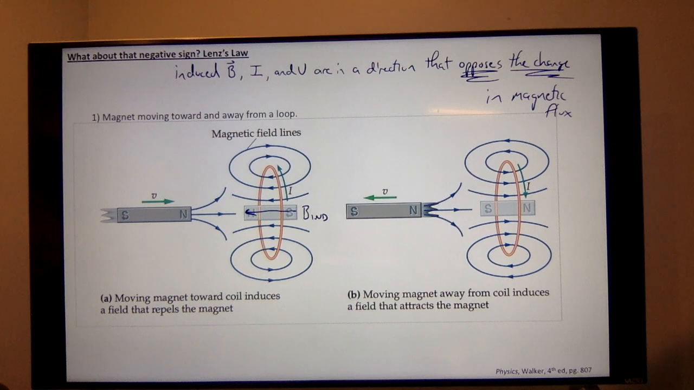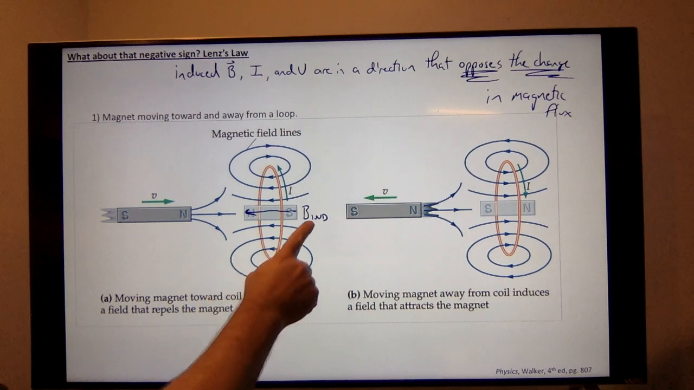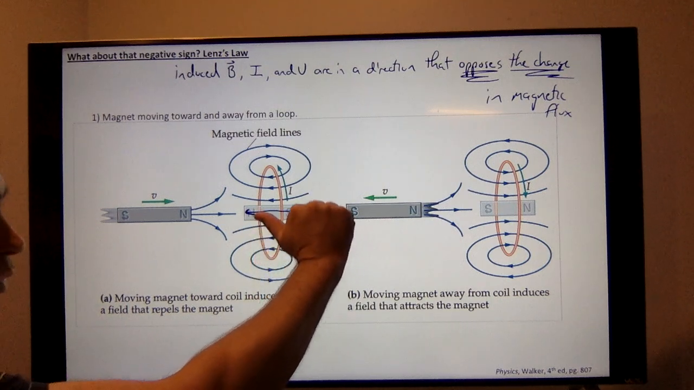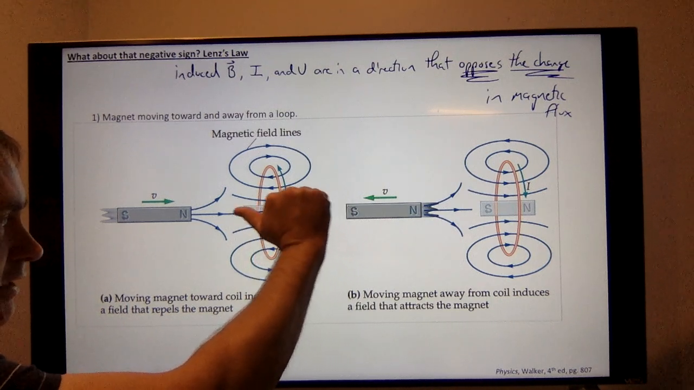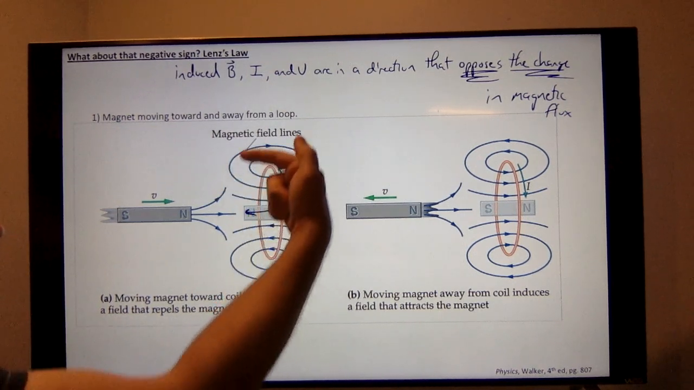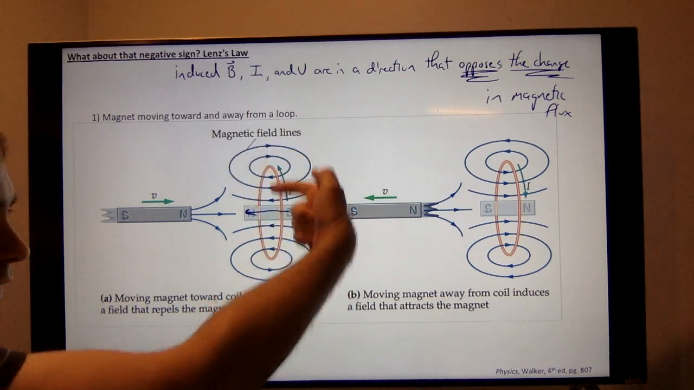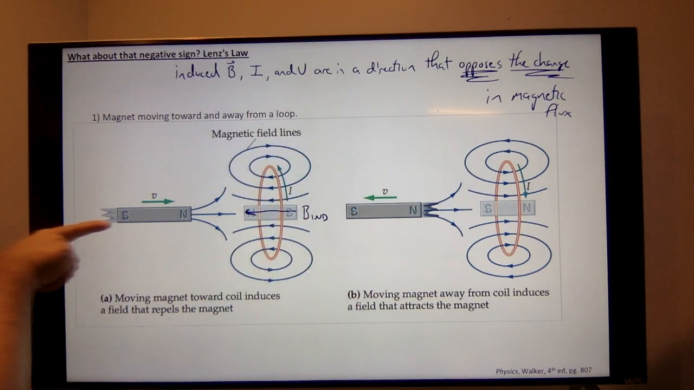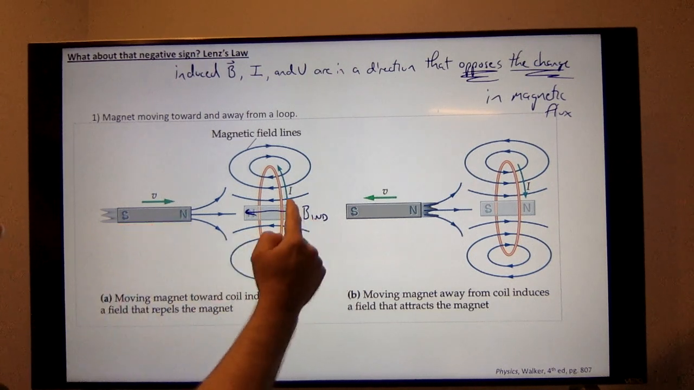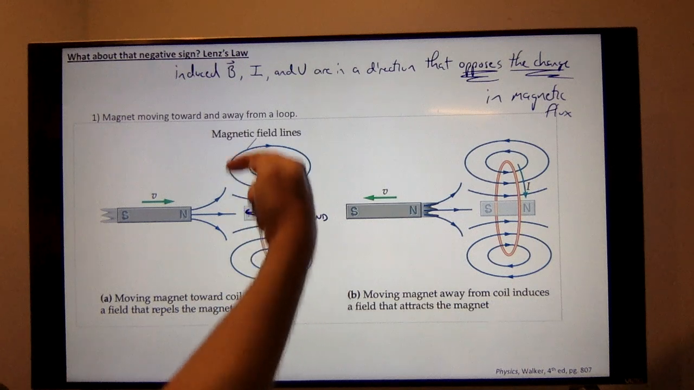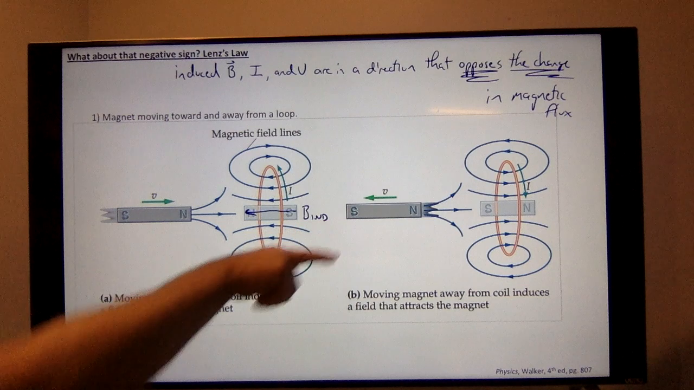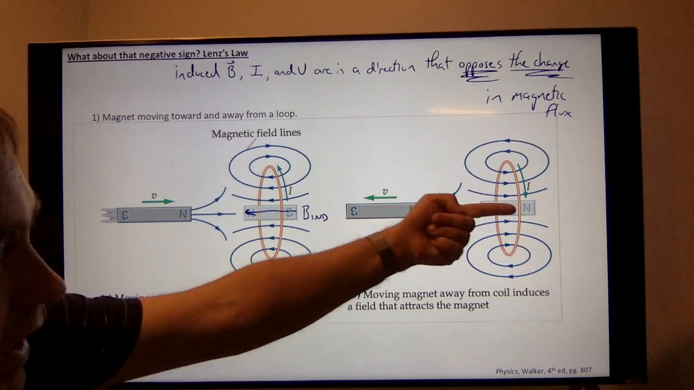Once I know the direction of the induced magnetic field, I can use the right-hand rule to find the direction of the induced current. So point your thumb in the direction of the magnetic field that's induced, and then your fingers will curl in the direction of the current that flows around the loop. So just by bringing the magnet closer, as long as it's coming closer, what happens is current flows around the loop in that direction.